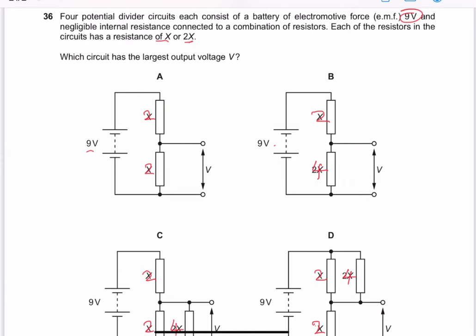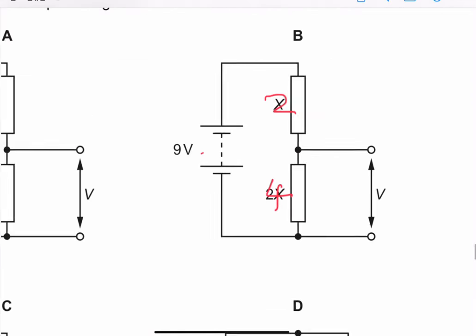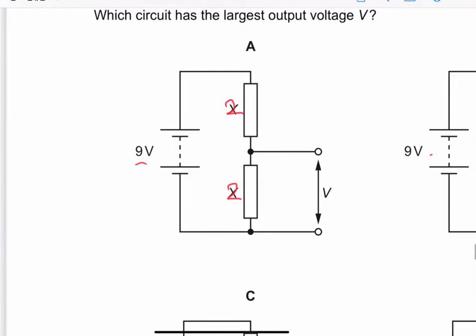So you apply what we call the potential divider rule. Let's first start with A. So we're given 2 and 2 here. The potential divider rule says that the resistance through a certain component divided by, let's say, R1 plus R2, times the total voltage, becomes the voltage across that resistor itself.